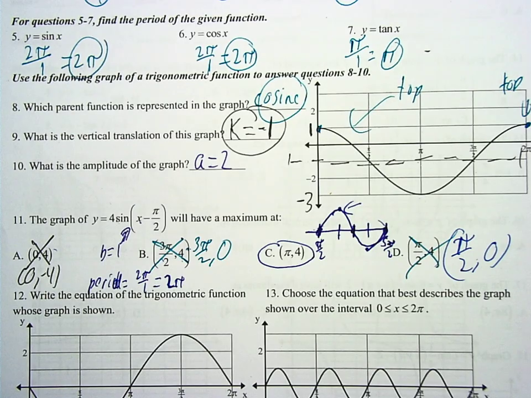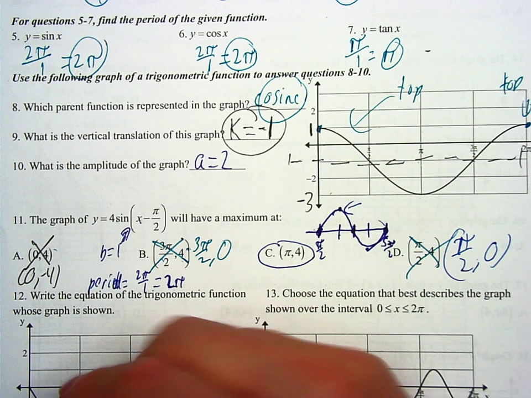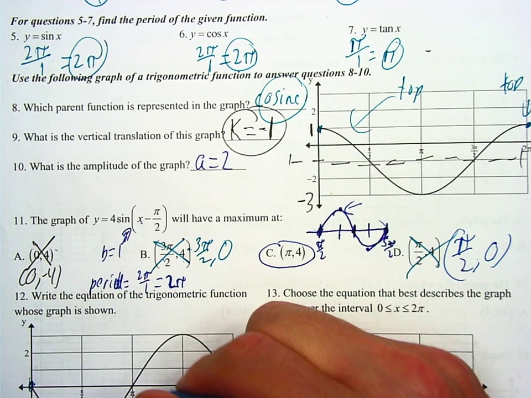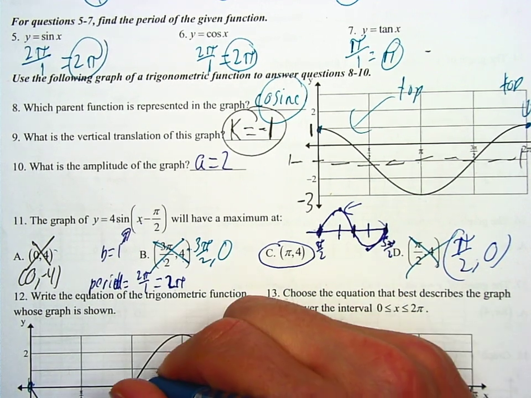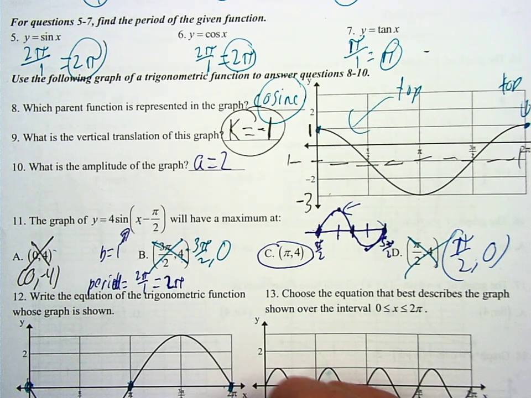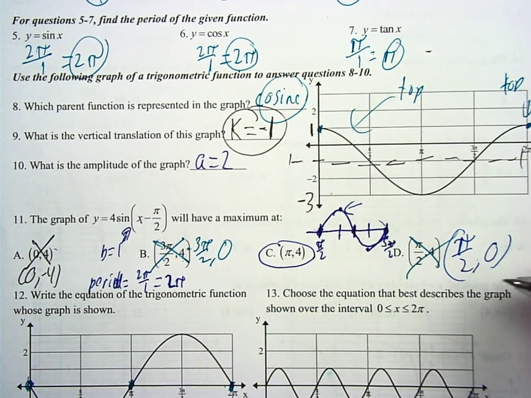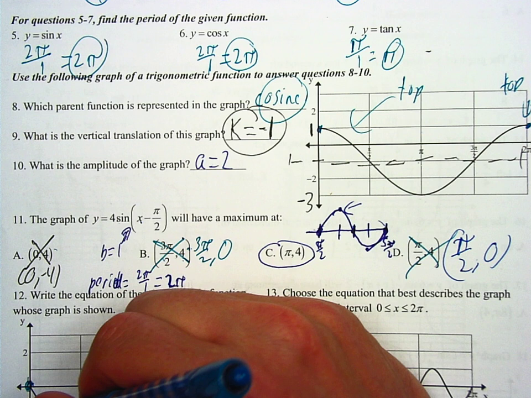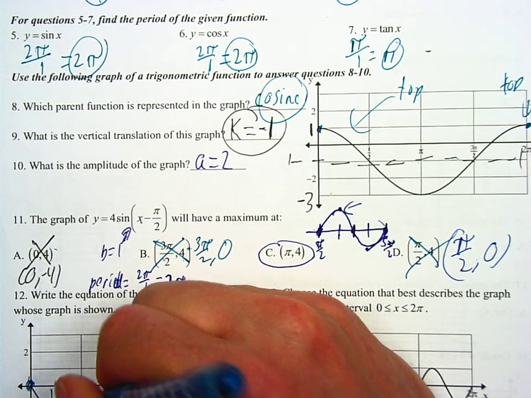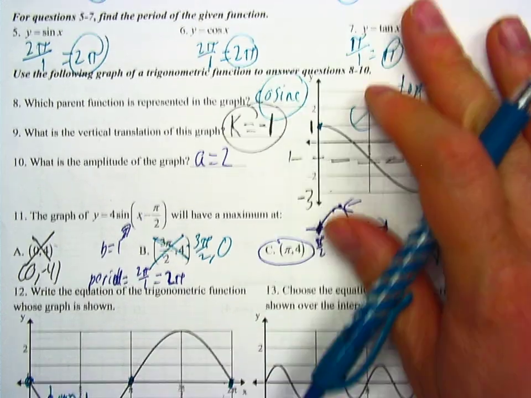All right, next item. Write the equation of the trigonometric function whose graph is shown. So sine or cosine first? Well, it starts in the middle, and it ends in the middle, its first wave. It has 3 points in the middle. That is definitely a sine function, not a cosine, because it goes down first, that means it's got a negative in front of the value of a.